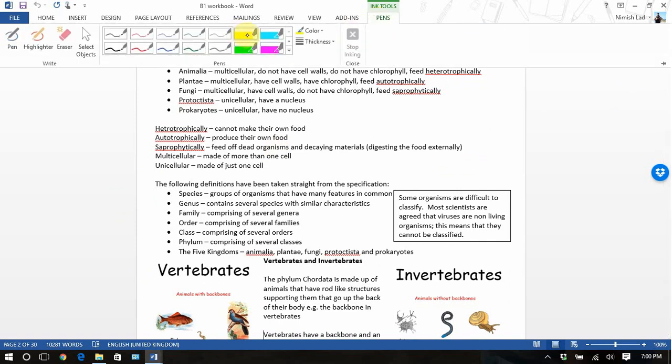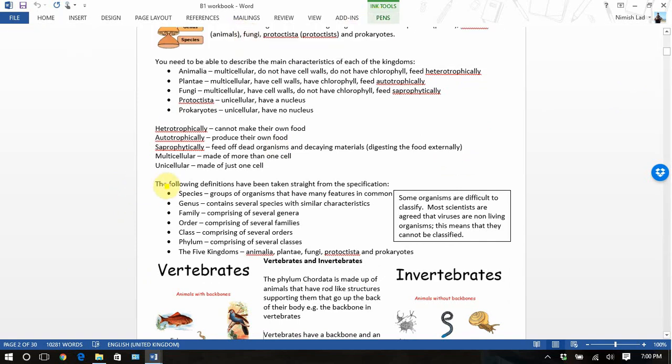Right, so we've got some definitions that we've taken straight out of the specification. These are words that you do need to know. They do crop up every now and again, normally as multiple choice questions, but it all comes from that classification order. Species are groups of organisms that have many features in common. Genus contains several species with similar characteristics. Family is made of several genera, which is the plural of genus. Orders comprise several families.